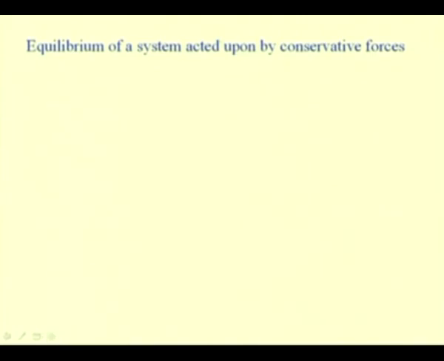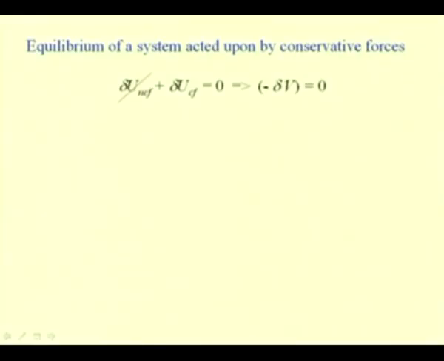So, let us see the equilibrium of systems acted upon by conservative forces. We have delta U non-conservative force plus delta U conservative force equal to 0. If a system has only conservative forces, then delta U non-conservative force is 0. So, we have delta U conservative force equal to 0. The work done by the conservative force is equal to the negative of the potential energy, or in other words, minus delta V is equal to 0.